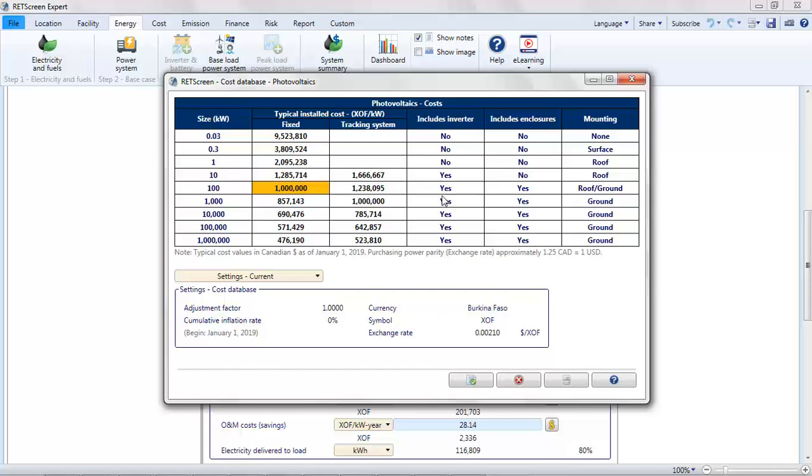Next, I see that the typical installed price for an array around 100 kilowatts would be 1 million francs CFA. But these are prices for Canada and valid for January 1st, 2019, with prices having fallen considerably since then. I am going to guess that for Burkina Faso, installed costs are only 70% of this. One shortcut is to select user-defined for the settings and apply an adjustment factor of 0.7. I click Paste Data, and the cost of the array is updated.